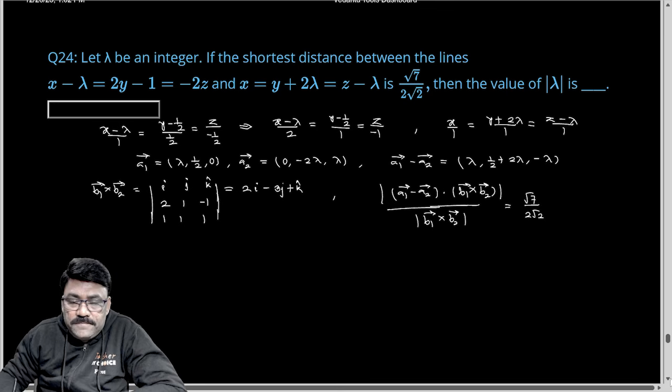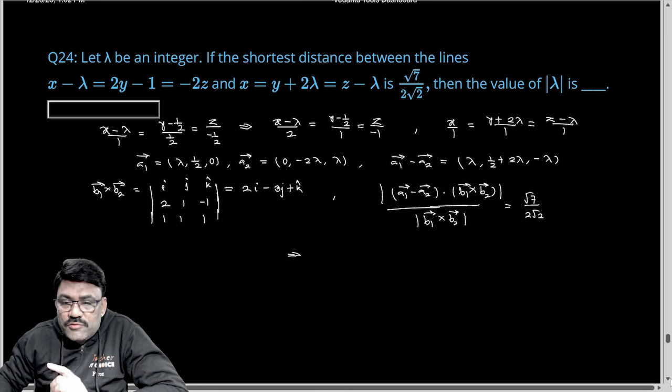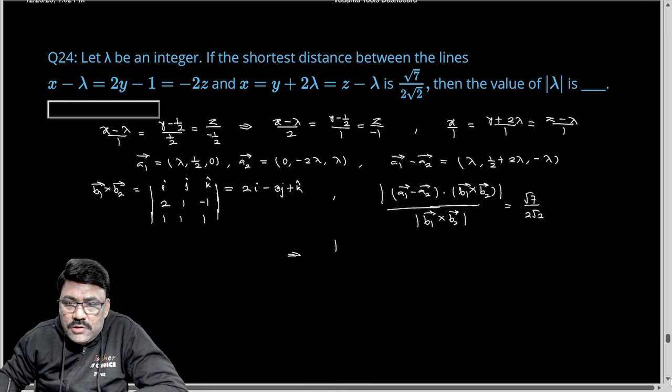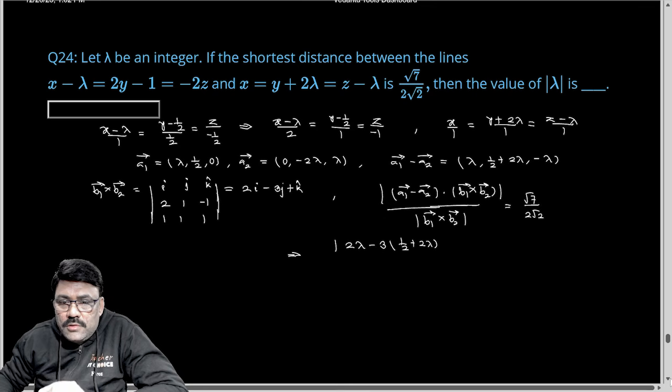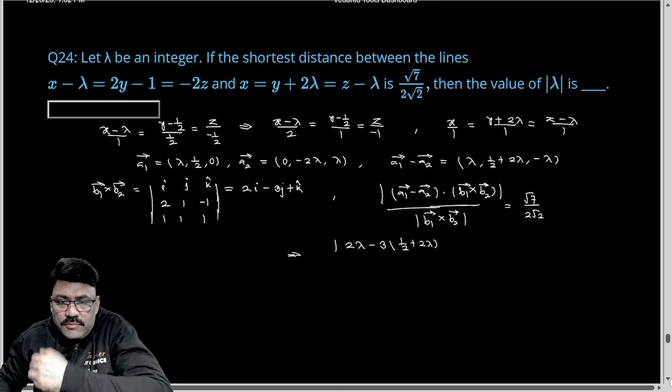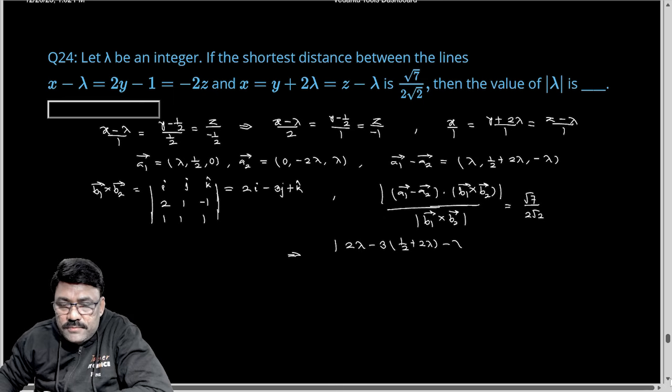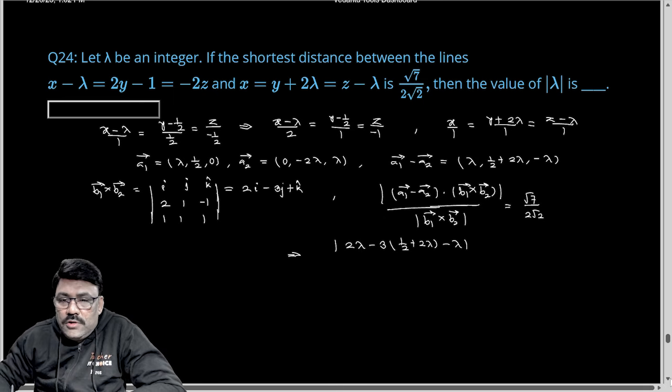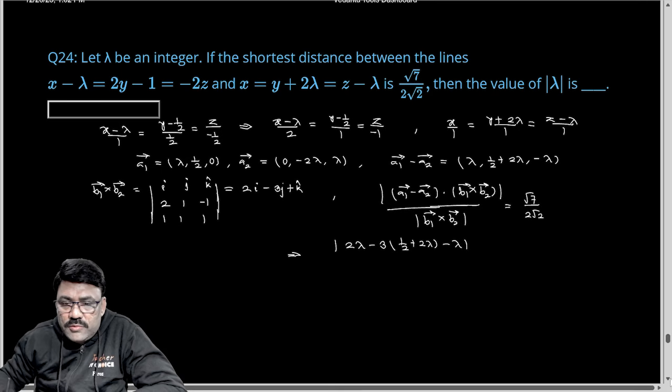Now let's solve. If I take the dot product of A1 minus A2 with B1 cross B2, I will get the modulus of 2 lambda minus 3 times (half plus 2 lambda) and 1 into minus lambda. And then divide by the magnitude of B1 cross B2.